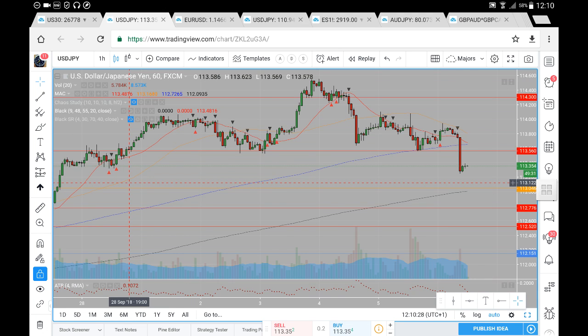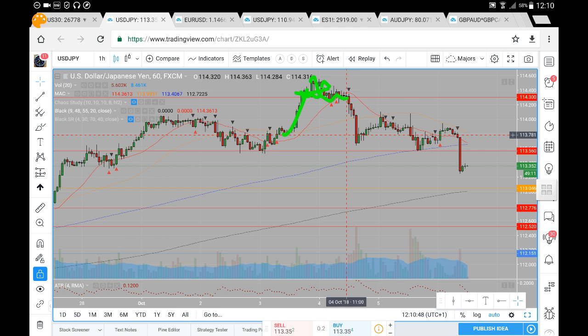So this is US dollar Japanese yen analysis for Monday the 8th of October. Now let's just have a look at prices. Here on the US dollar Japanese yen, we've had prices trade through the 114.30. We did mention it was a pretty strong level, especially from a daily chart perspective from 2017.